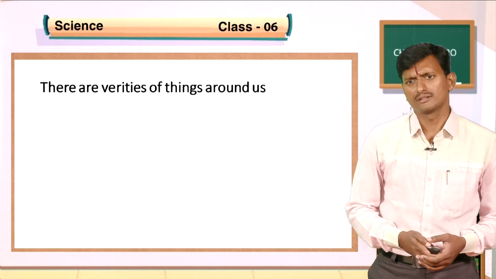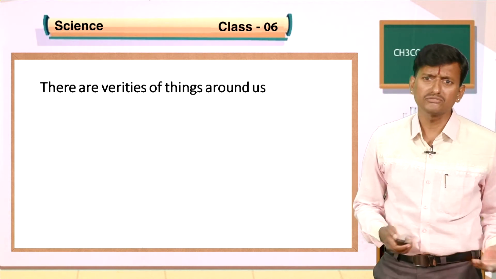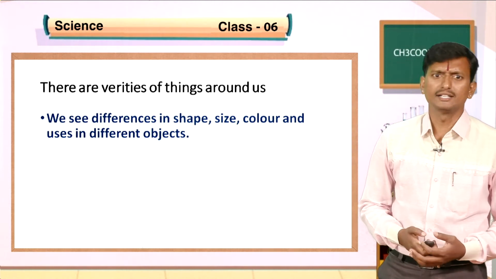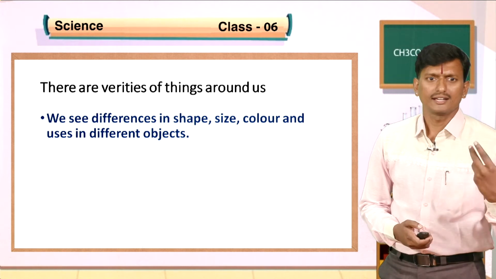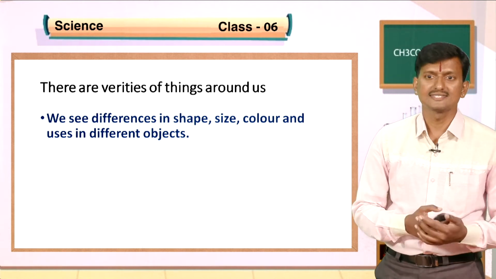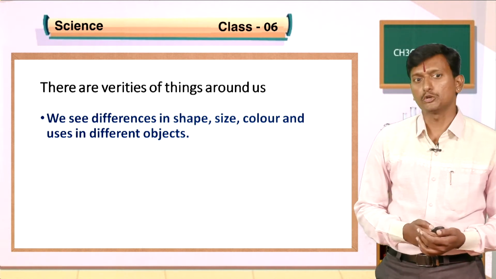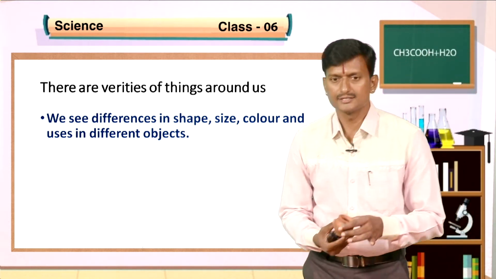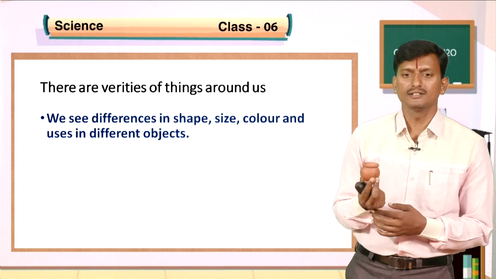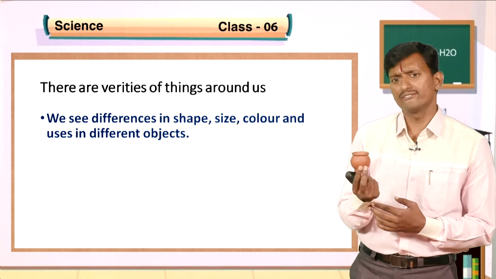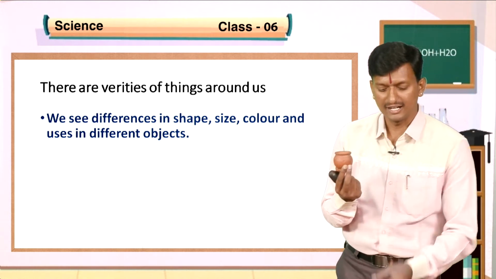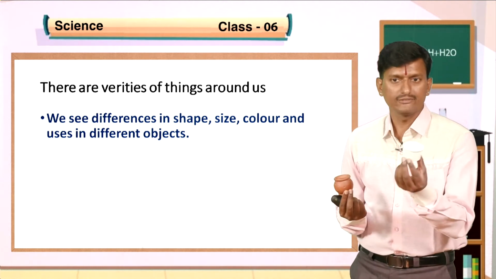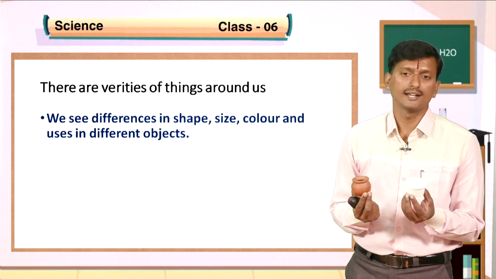Students, there are varieties of things around us. We see differences in shape, size, colors and uses in different objects. See here, there is a pot. This has a different shape, size and color. The same way, a cup with a different size, color and shape.